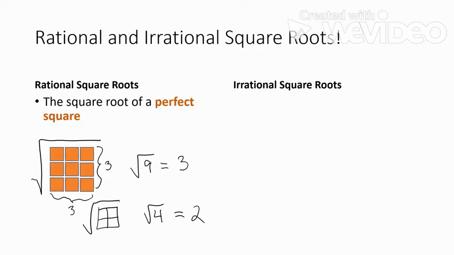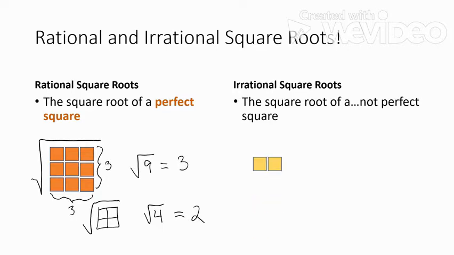Then we have irrational square roots. They're basically the square root of all the other numbers that are not perfect squares. For example, 2. 2 is 1 by 2. We can't rearrange the squares to create a perfect square, leaving the square root of 2 to be irrational. We just can't estimate it easily by hand, and it's never going to be a nice, pretty, perfect whole number like all the perfect square roots.